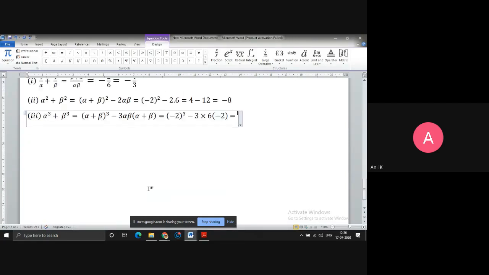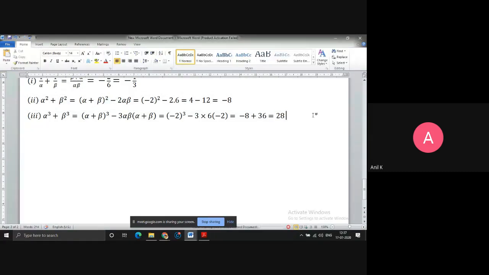So finally, you get minus 2 cube is minus 8. Then here you have a minus sign, and here you have again a minus sign, so minus into minus is going to be plus. 18 into 2 is 36, which gives 36 minus 8. 36 minus 8 is 28. So that's what we get. Alpha cube plus beta cube is 28.